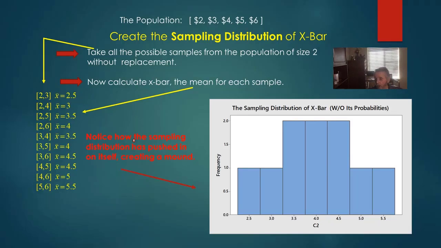And so notice now the bottom red part where it says, notice how the sampling distribution has pushed in on itself, creating a mound. It's actually gotten narrower a little bit, and doing so, it pushes the middle in and makes it higher. This is a very important concept, which we'll discuss as we go along.